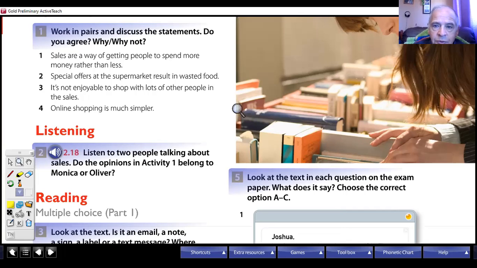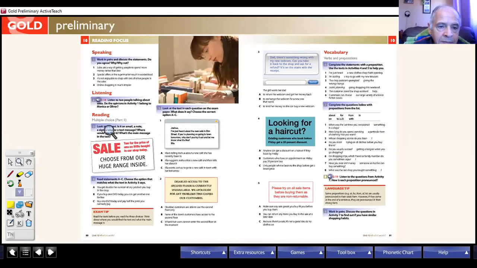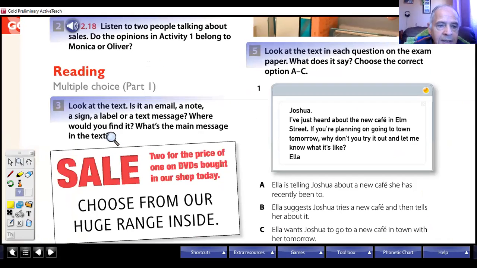Okay, to finish, we're going to do the next exercise, which is the reading in here. So it says here, look at the text. Is it an email, a note, a sign, a label, or a text message? You have different things in there. Do you understand all of them? Or is there any that you don't know?